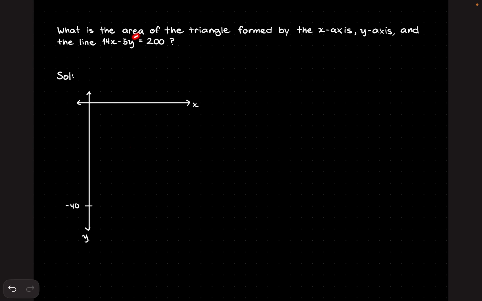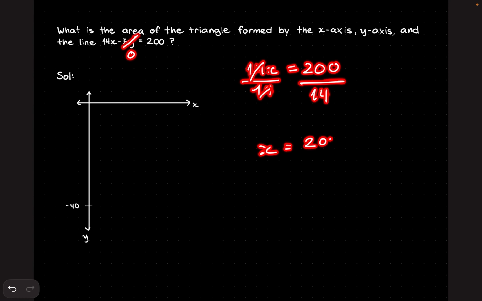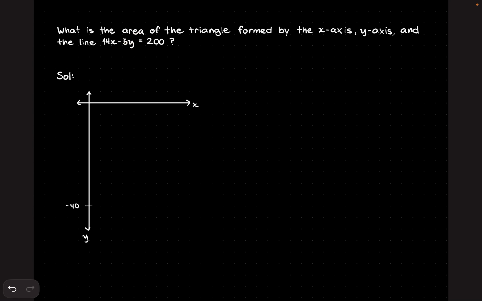And then next, set this time y to be 0. If that happens, we'll have here 14x equal to 200, dividing 14 both sides, yields x equal to 200 over 14, or in lowest terms, 100 over 7. 100 over 7 is approximately 14. So if this is 40, maybe we can just put the 14 probably around here, so that we have 100 over 7. And then from there, let's think. We can now form the triangle.